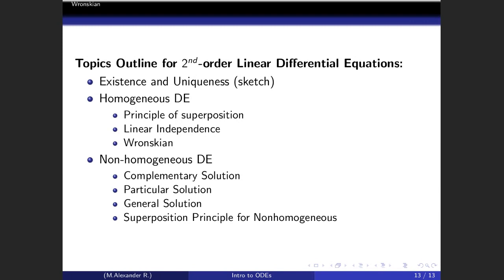So this presentation is about the Wronskian, and we use the Wronskian to figure out whether a set is linearly independent. Then, if we know that the functions y1, y2, y3, for example, are linearly independent and that they are solutions to a differential equation, then we say that the collection is a fundamental set of solutions. Once we know that, we can write down the general solution to the homogeneous differential equation.